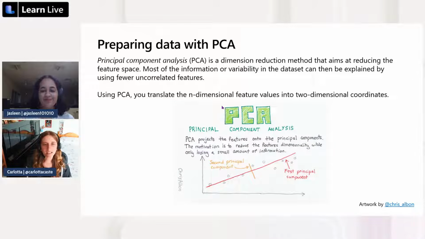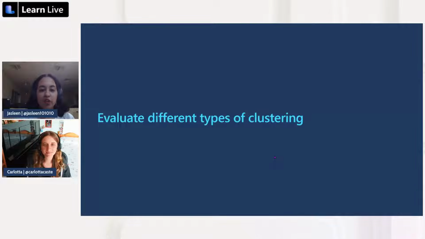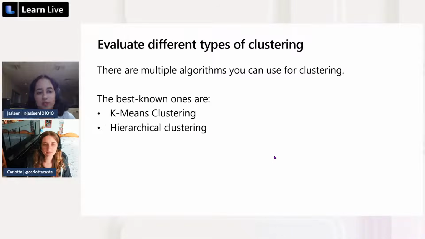Over to you again, Jasleen, to go into the details of the algorithms we are going to cover today. Thanks, Carlotta. I think that was a very simple explanation of PCA that most of the audience could relate with. So moving on to the different types of clustering. Of course, there are a lot of methods to do this, but the two best known ones are k-means clustering and hierarchical clustering. They both do the same job, but the approach is slightly different. Today I'll be talking about k-means clustering, and Carlotta will be walking you through hierarchical clustering.